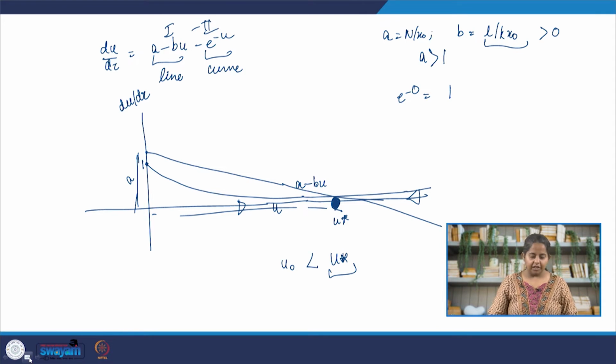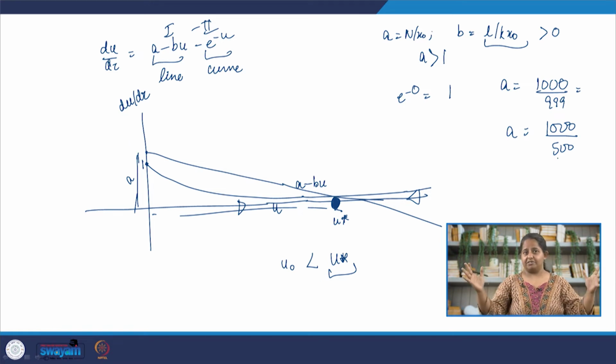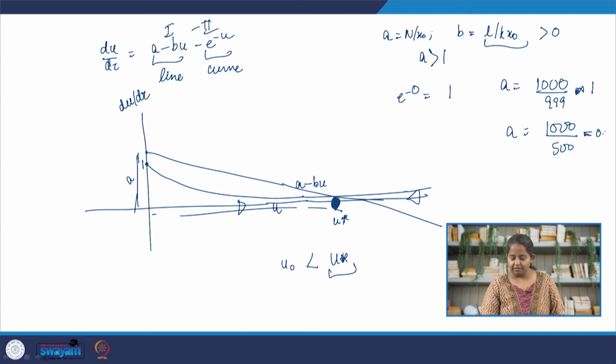If we start with the high A, remember in the last lecture I told you that one example of A could be 1000 by 999, and another, let's make it easy for us, 1000 by 500. So half of the population is infected right at the first instant of the outbreak. In the second case, only one person or one unit of people is infected. So here this is approximately equal to 1, and this is equal to 0.5, the half.